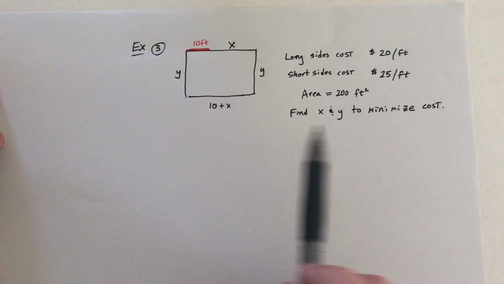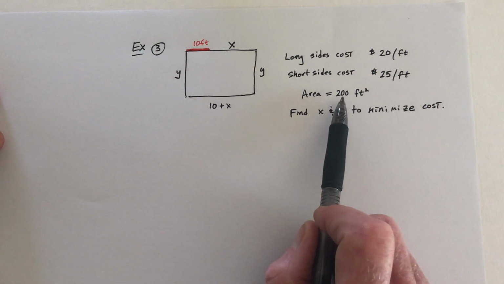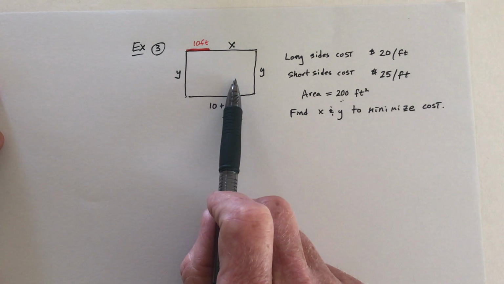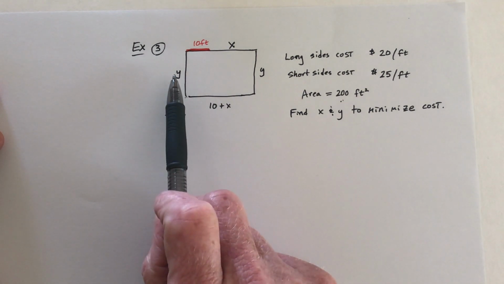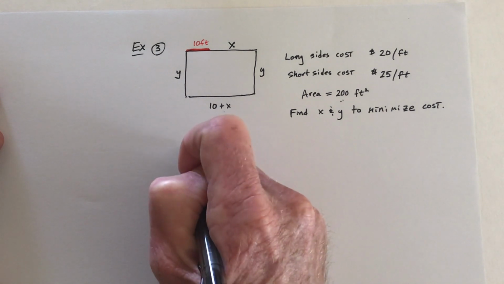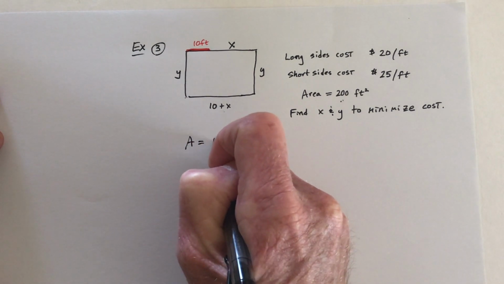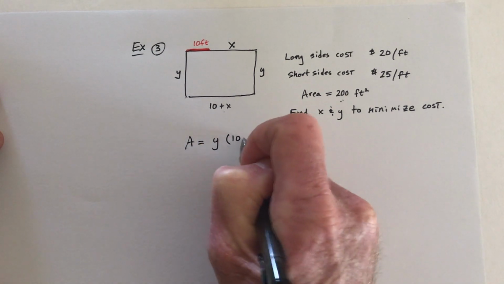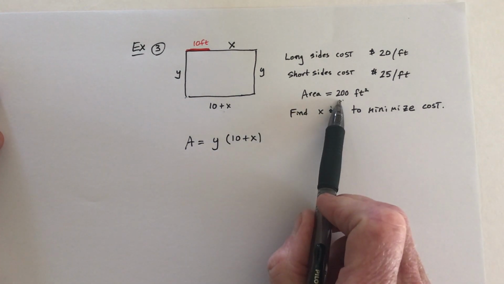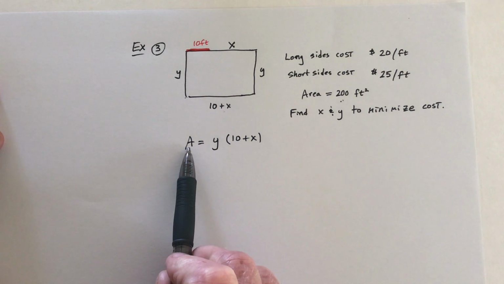Well, last one, it said that the perimeter was 200, but this one says the area is 200. So the space in here is 200 square feet, and area is just one side times the other. So that means that area equals one side times the other. And we're given that the area has to be 200, so I can substitute a 200 right here.